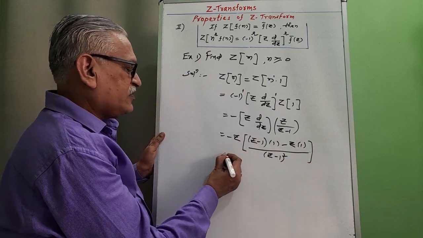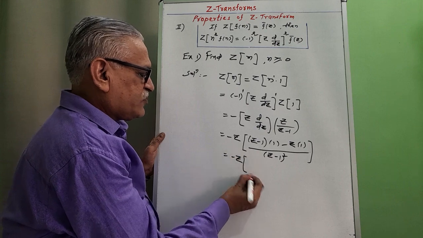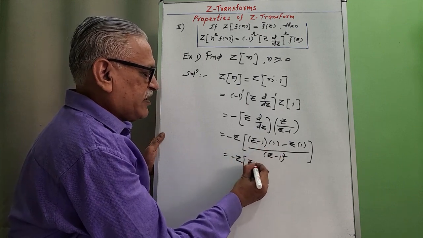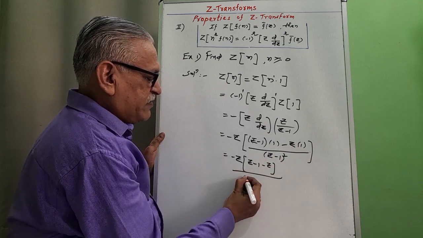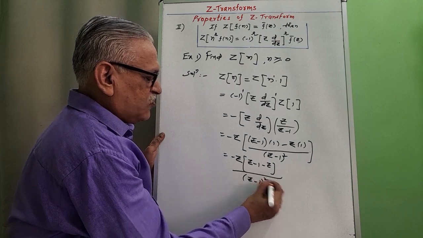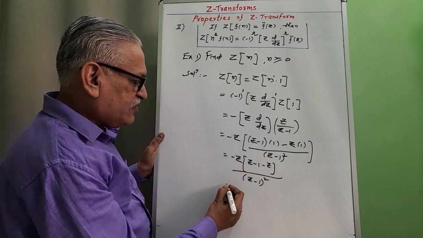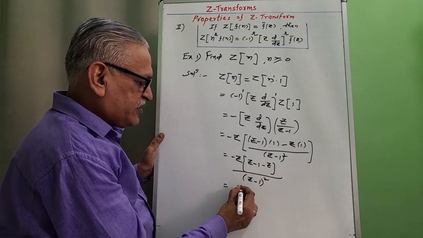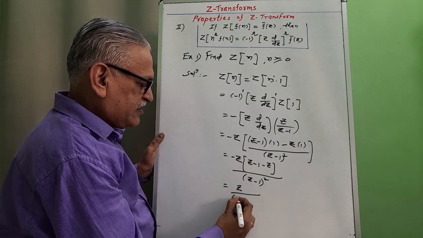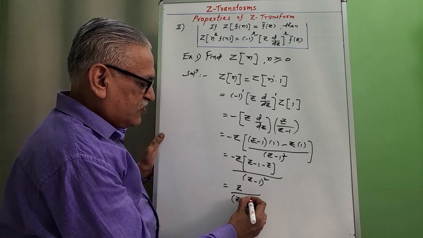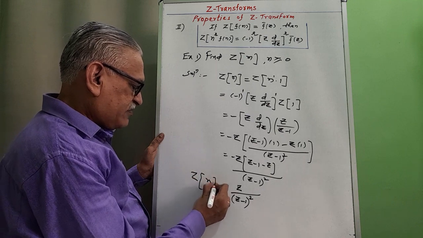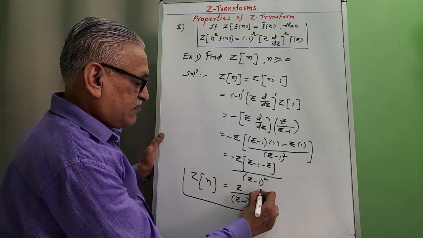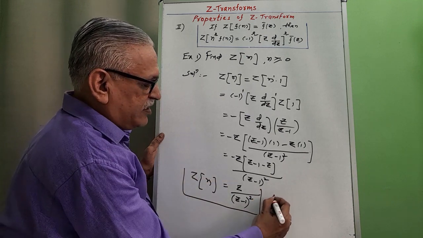And then simplifying it, we get minus z into z minus 1 into 1 is z minus 1, and minus z, whole divided by z minus 1 whole square. Z gets cancelled, we get minus z into minus 1 as z whole divided by z minus 1 whole square, and this is the z transform of n as the required answer, or required z transform.